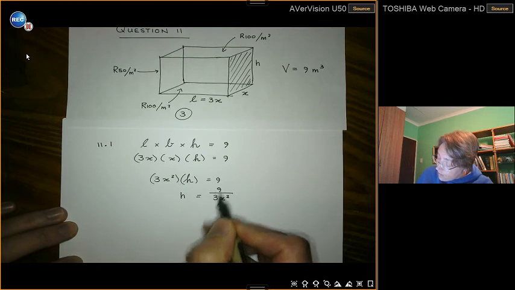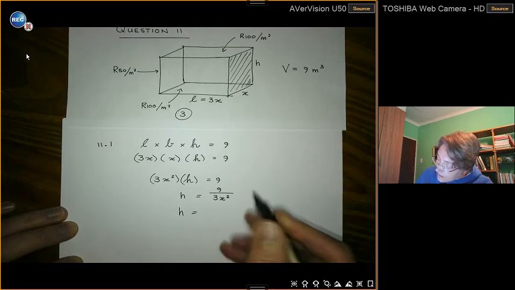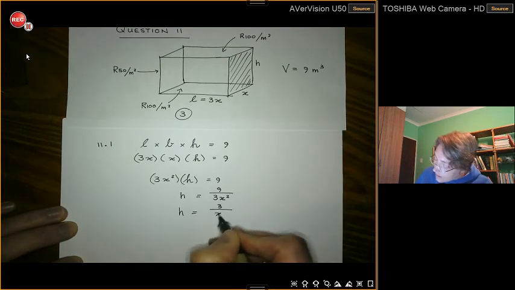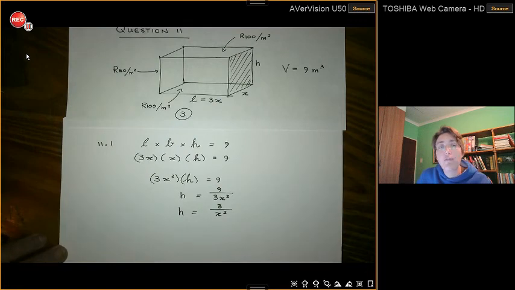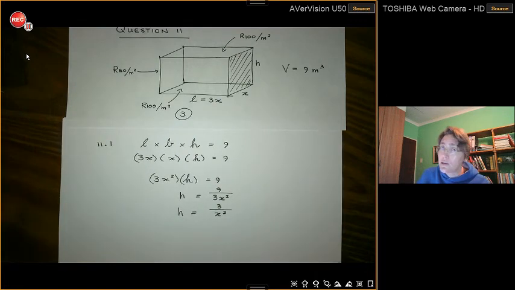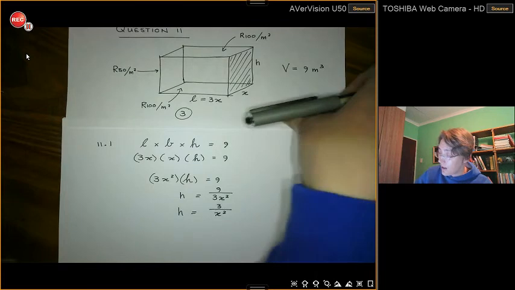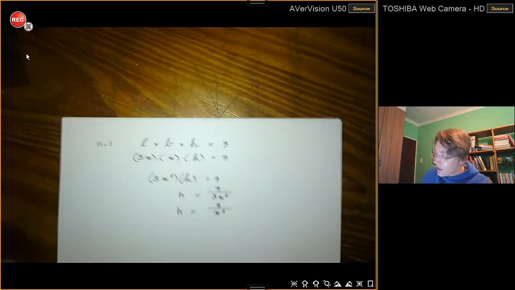It's got a common factor of 3, so we can say the height is then equal to 3 over x squared. So if you can simplify a fraction, you have to simplify a fraction. Please don't be lazy with stuff like that. Okay, right, let's look at the next question.